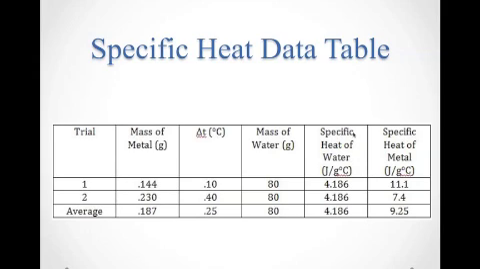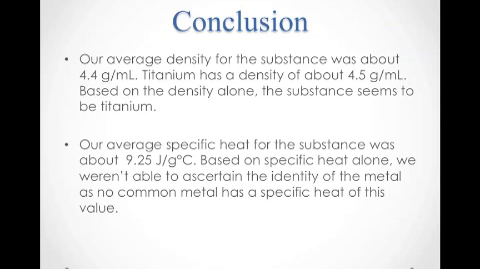And in our specific heat data table, our average mass of our metal is 0.187 grams. The average temperature change was 0.25 degrees Celsius. The mass of water is 80 grams, and the specific heat of water is 4.186 joules per gram degrees Celsius. And the average specific heat of the metal that we calculated is 9.25 joules per gram degrees Celsius.